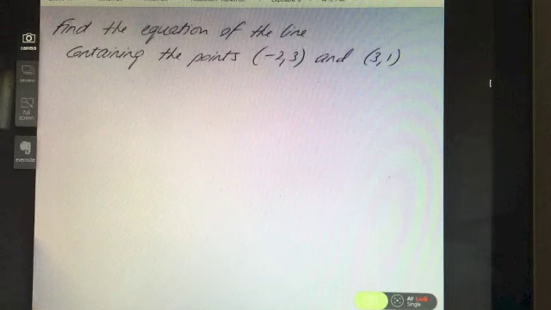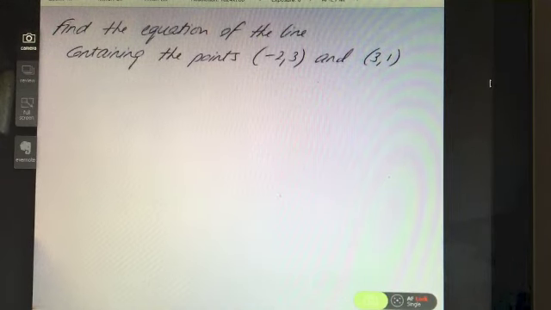Find the equation of the line containing the points minus 2, 3 and 3, 1. Pause the video and see how you get on with this.